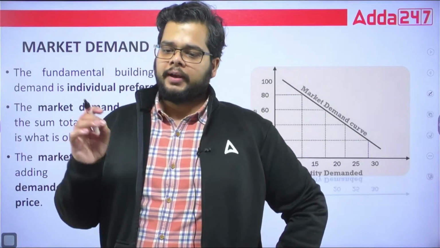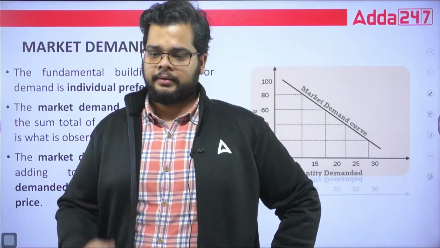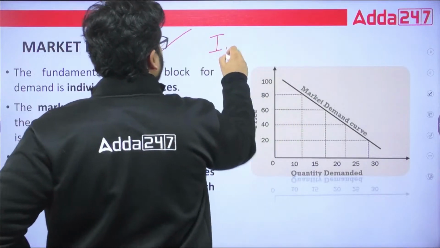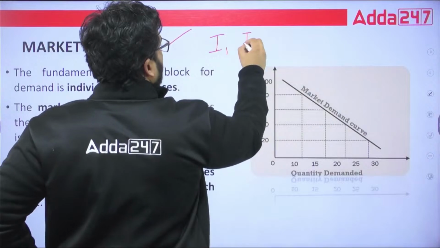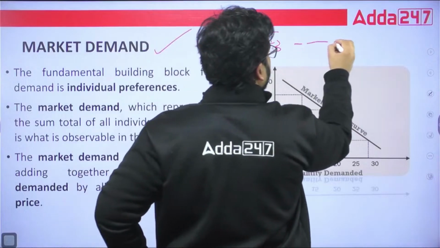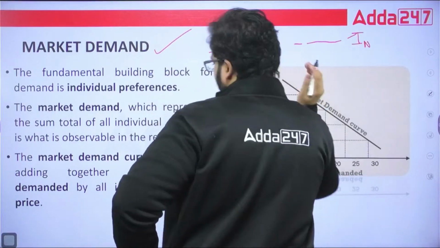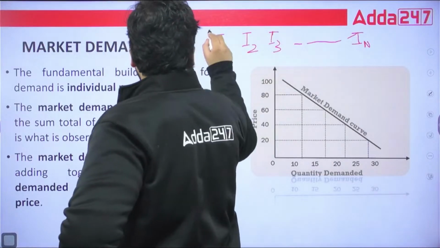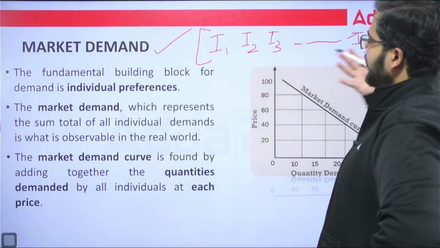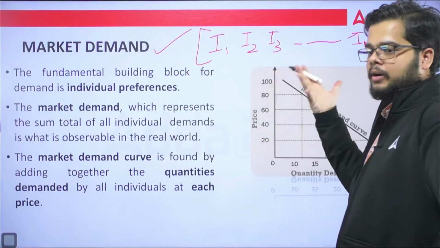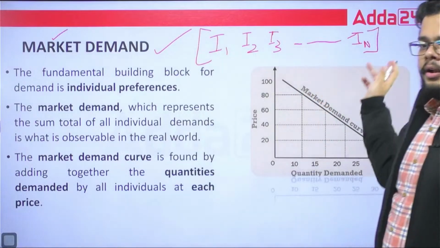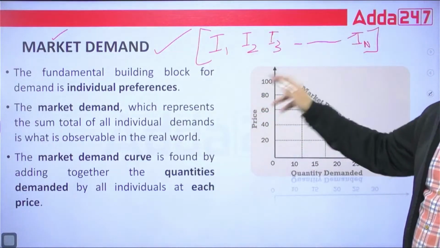If individual 1 is creating a particular demand, individual 2 has created another demand, individual 3 has done the same thing, till individual n, there are n number of demands, fine. So what will this particular set form? Ultimately, all these individuals will determine the demand of what? Demand of the market. So market demand is nothing but all the individuals' demand. Okay.